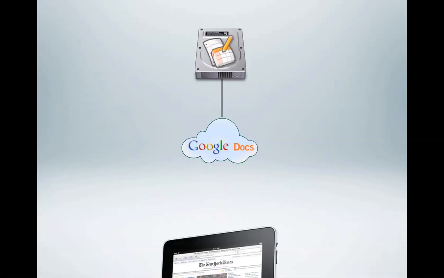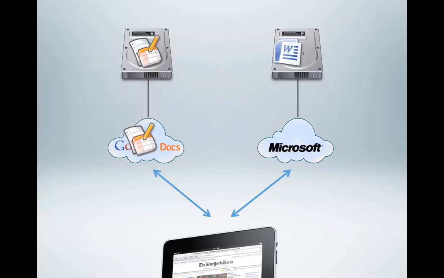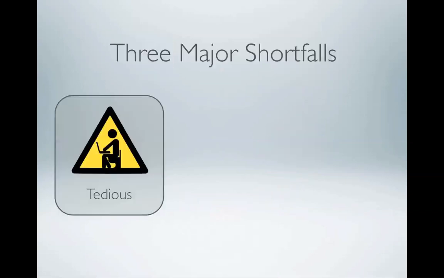But Microsoft has its own cloud. And the issue is the clouds don't talk to each other. Instead, the user is forced to form a common link between the two. So to start, if you want to move a document from Google Docs to Microsoft, you have to manually download that document to your device and back up to the Microsoft cloud. So that brings us to the first major shortfall of the current system. It's tedious to the user.